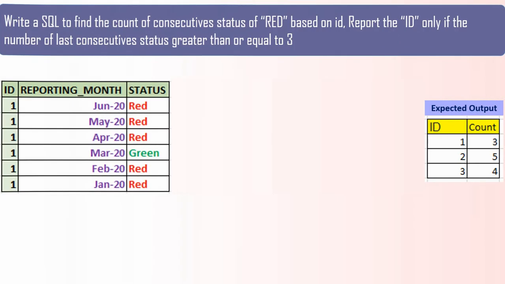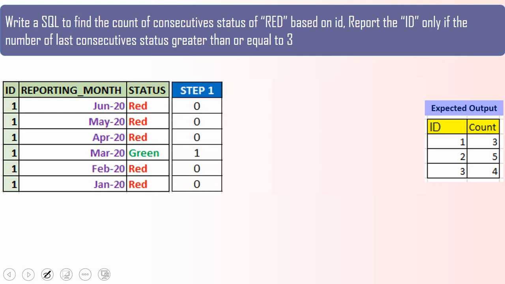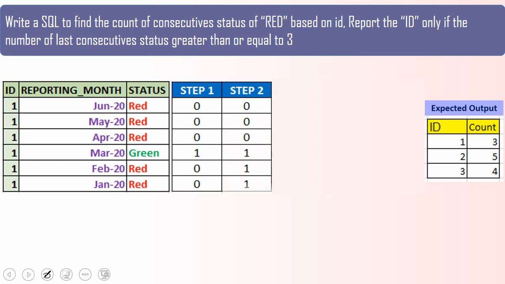First let me show you the logic I am going to follow, then I will show you how to write the SQL, so that it is easy for you to understand. First, I am going to introduce a value: if it is red I am going to take 0, and if it is green I am going to take 1. That is step 1. Next step, I am going to compute the cumulative sum of the value we displayed in step 1.